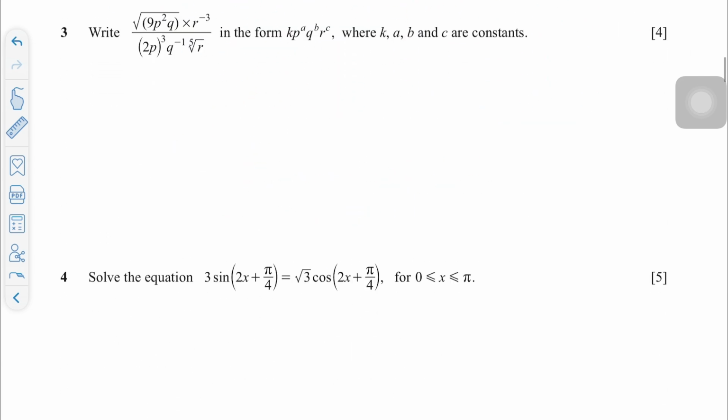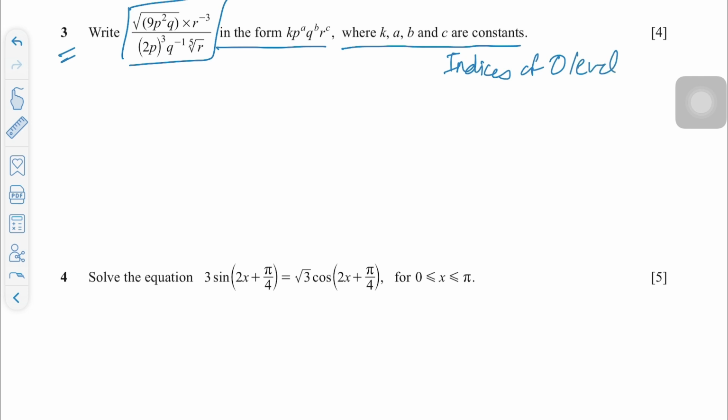Moving on, we have our question 3. Write this whole part in the form of k p to the power a, q to the power b, and r to the power c, where k, a, b, and c are constants. Now this is simply indices of O level maths, or you can say IGCSE maths. Indices, right? So let's just solve this one by one.